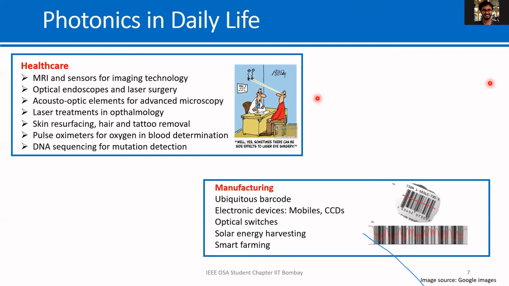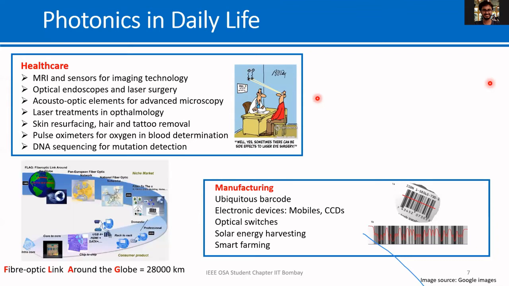So moving on to manufacturing, we are all used to the barcode, which is a ubiquitous thing that comes up everywhere in our shopping requirements. And it's an example of a photonic system that is being used. The electronic devices that all of us use, the mobile phones and the charge coupled displays, all of them employ photonic devices. And it's also employed in solar energy harvesting and even in smart farming, where sensors are used in agro farming.